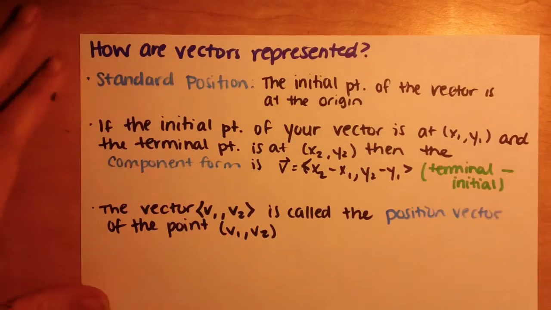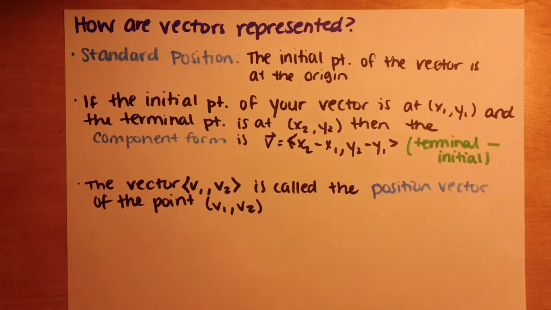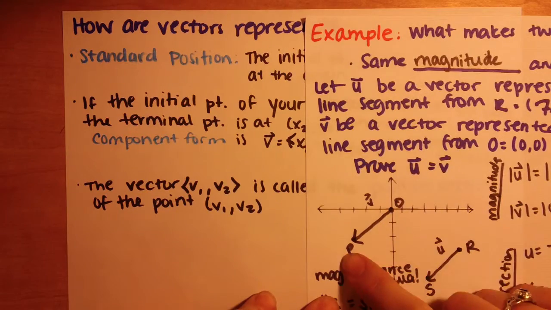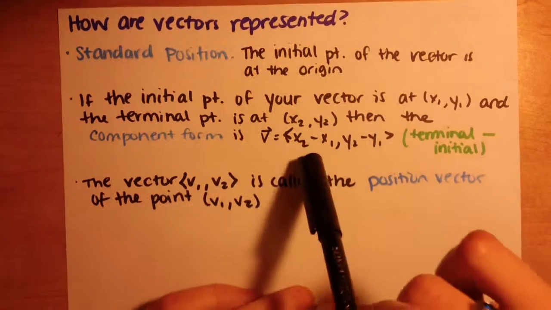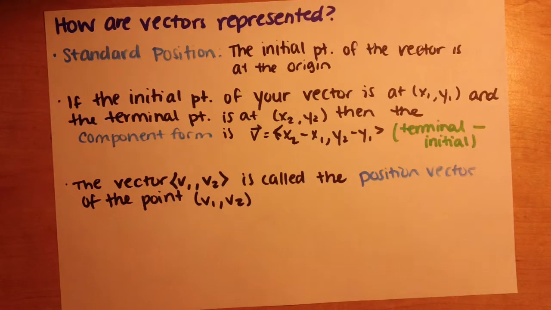So now we want to know how else vectors are represented. They can be represented in standard position, where the initial point of the vector is at the origin. So here, this vector, OP, is in standard position. If the initial point of your vector is at (x1, y1), and the terminal point is at (x2, y2), then the component form of vector v is (x2 minus x1, y2 minus y1). All you're doing is taking the terminal point minus the initial point. The vector (v1, v2) is called the position vector of the point (v1, v2). So the position vector is the line going from the origin to that point.